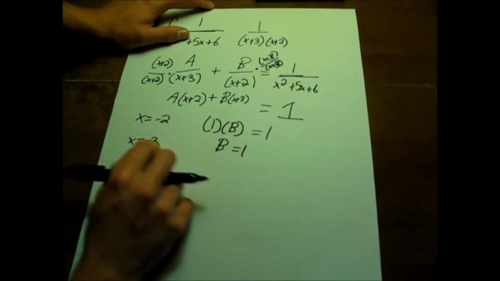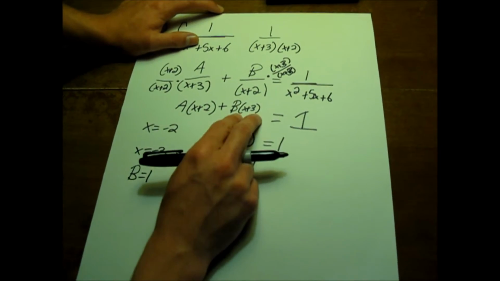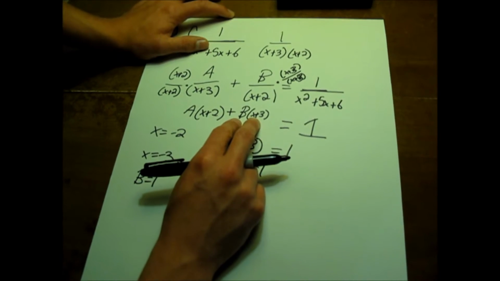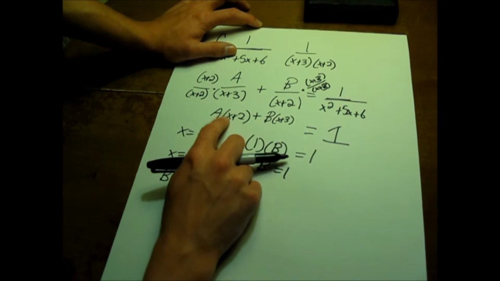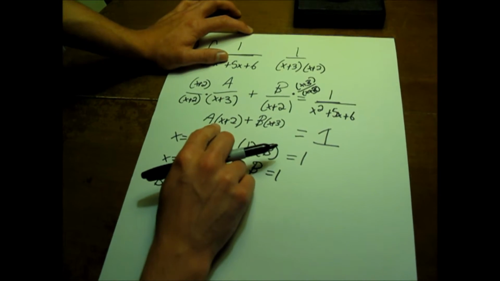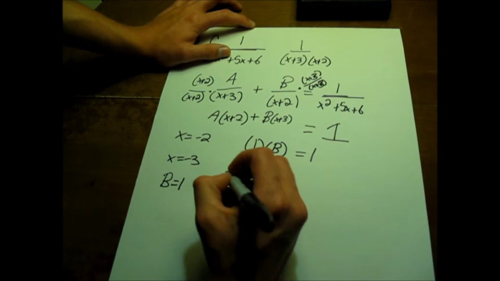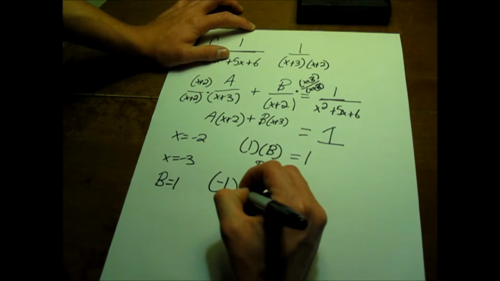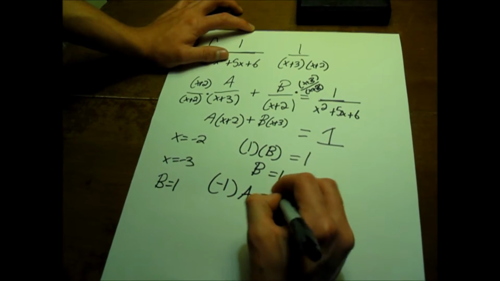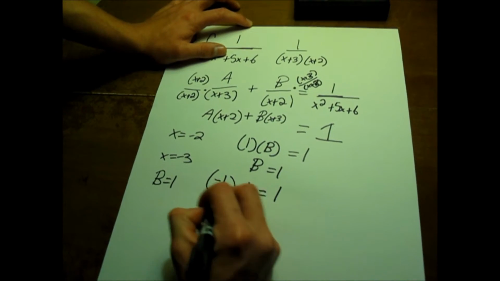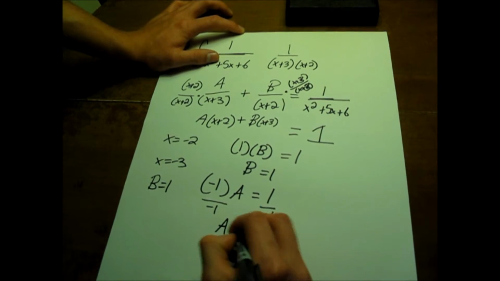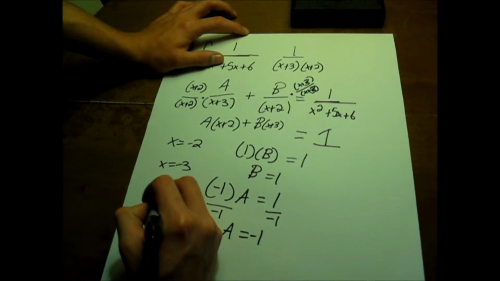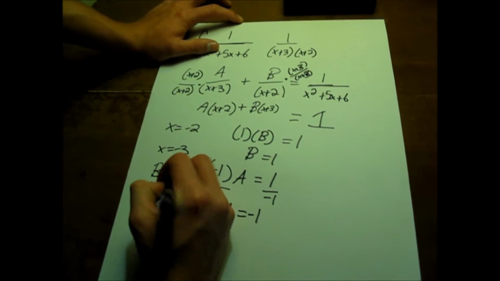And then we're going to go ahead and put x equals -3, which is going to cancel out b over here, since that would be b times 0. So we have -1 over here from -3 plus 2, divided by -1. 1 divided by -1 is -1. So you have b equals 1 and a equals -1 over here.